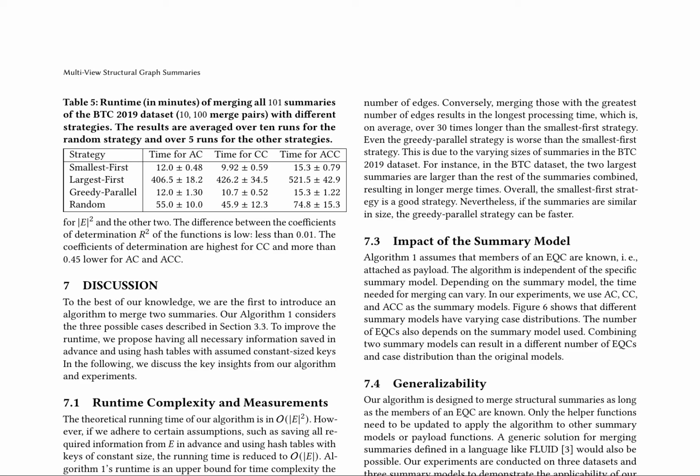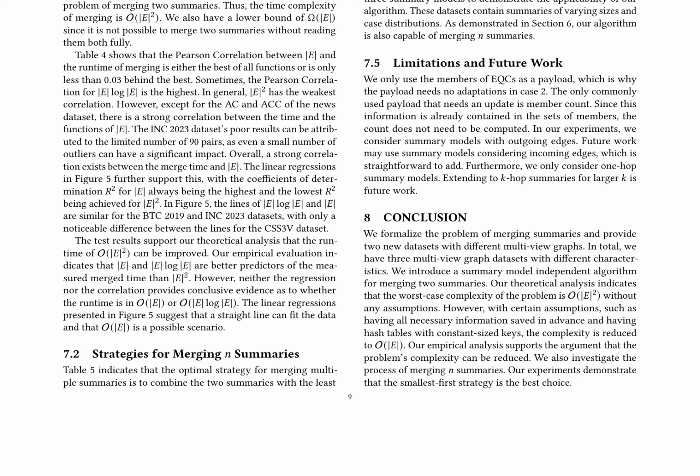Experimental results show a strong correlation between the merge time and E, suggesting that E and E log E are better predictors of the measured merge time than E². When merging n summaries, the optimal strategy is to combine the 2 summaries with the least number of edges, resulting in significantly shorter processing times. The choice of summary model significantly impacts the merging process, influencing case distributions and the number of EQCs. The algorithm's generalizability is highlighted, as it can be applied to other summary models or payload functions with minimal updates.